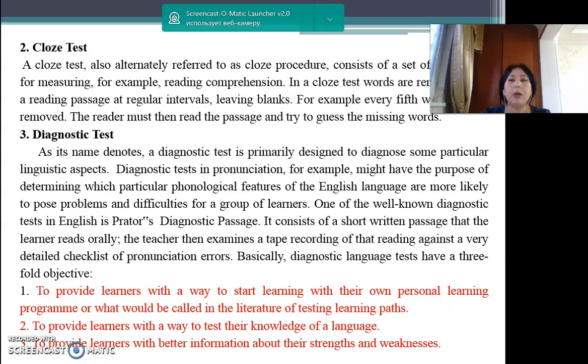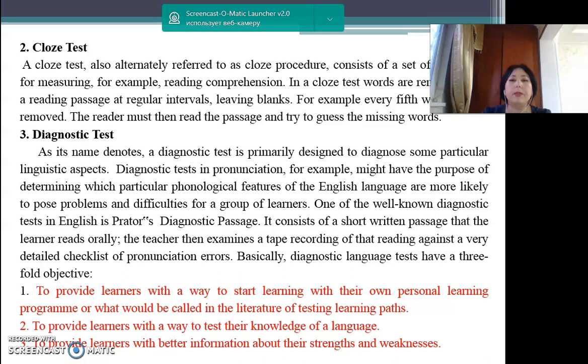One of the well-known diagnostic tests in English is Prator's diagnostic passage. It consists of a short written passage that the learner reads orally. The teacher then examines a tape recording of that reading against a very detailed checklist of pronunciation errors.